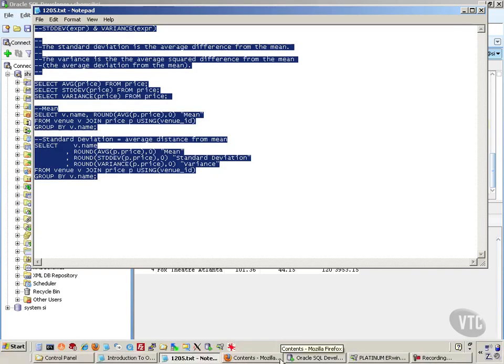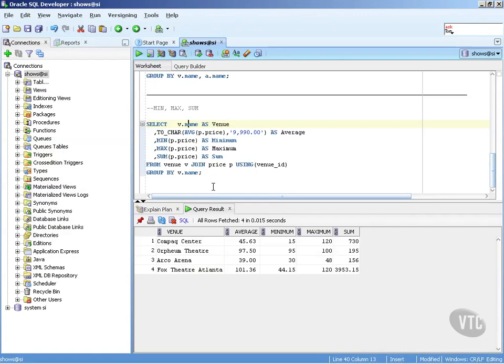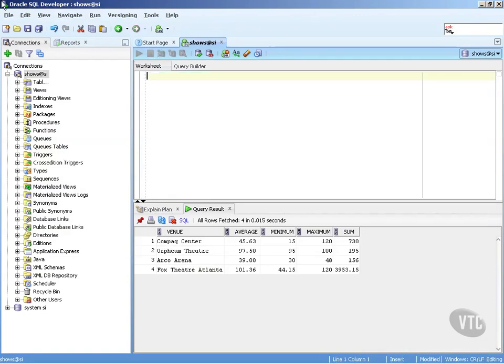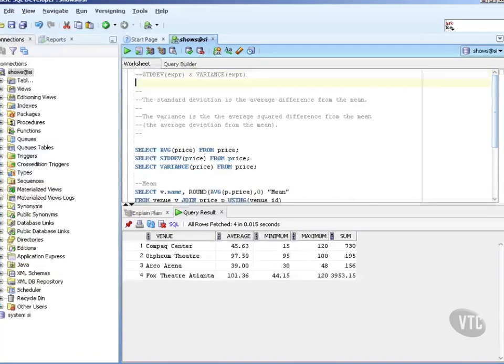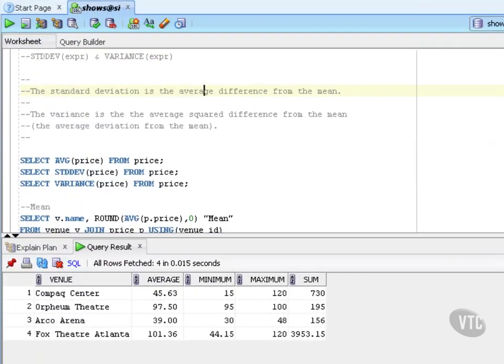So this is why I go through the very basics of something like this, because it's not really all that relevant to go through every single function and analyze what everyone does, because it's actually statistics. The topic is statistics, not Oracle. So we know that a standard deviation is the average difference from the mean, and the variance is the average squared difference from the mean, which actually means it's the average deviation from the mean. Sounds a little complicated, but it's not.